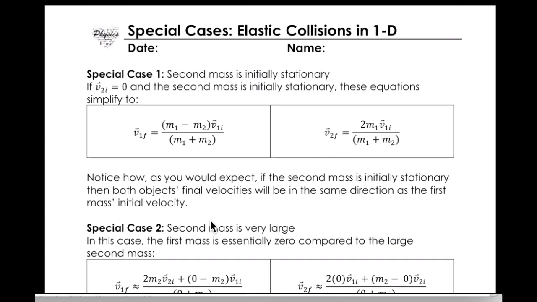Moving on to elastic collisions in 1D, there are very special cases. The first special case that we're going to discuss is when the second mass is initially stationary. If the second object's initial velocity is 0, then these equations simplify from the previous ones that we were using to these two.